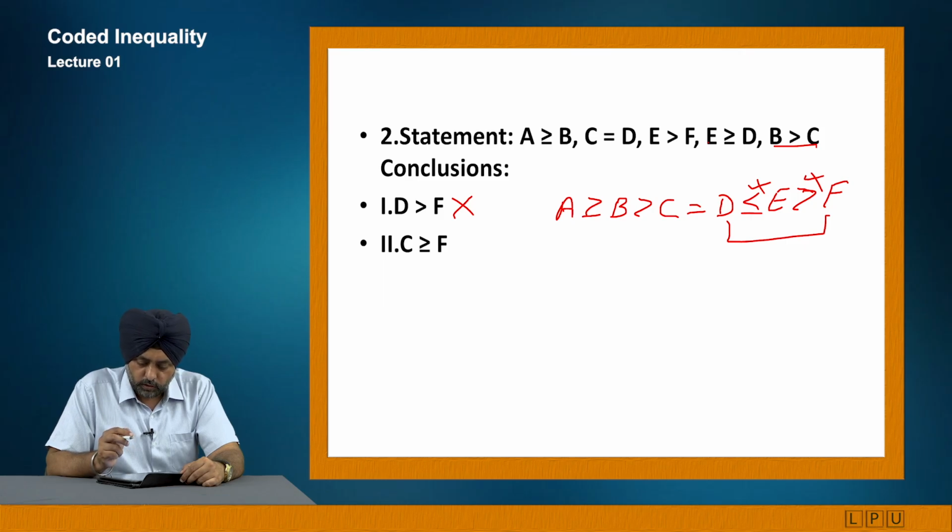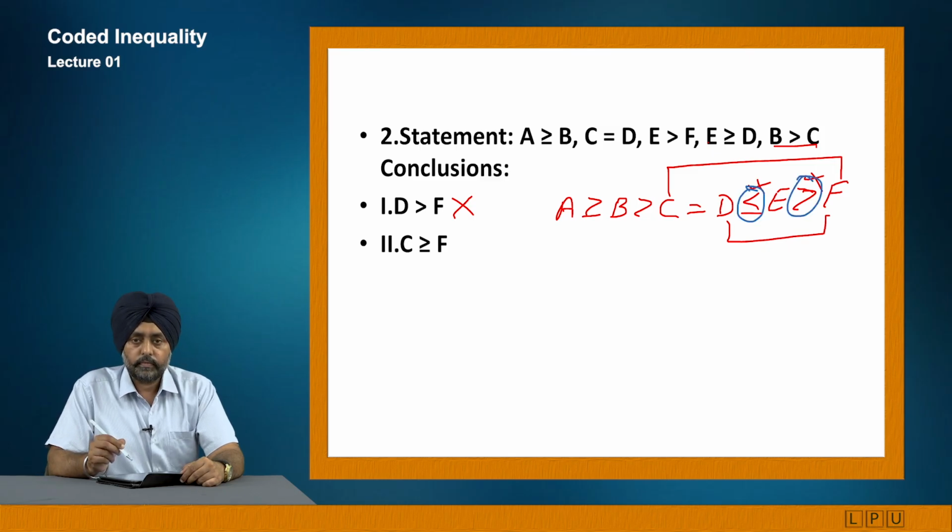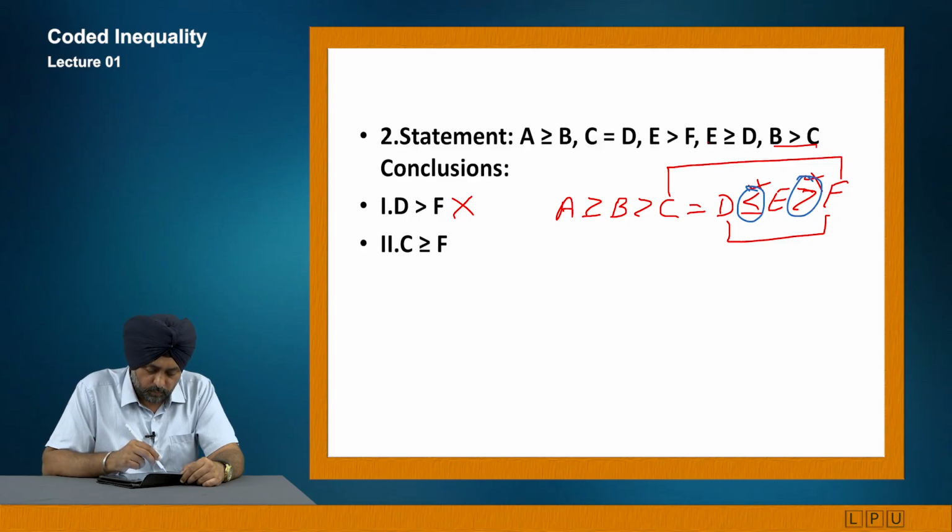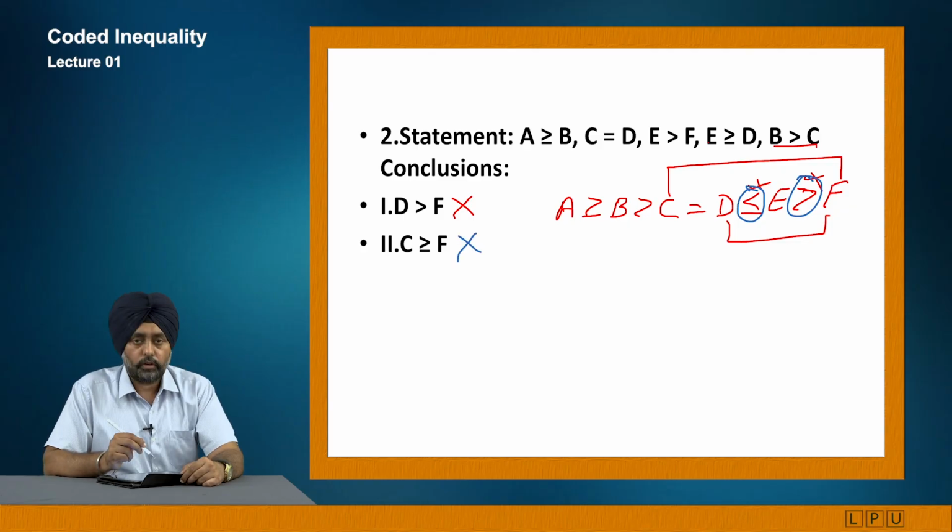Second, C is greater than or equal to F. Again, between C and F, you can very well see that the signs have reversed once. So no relationship between C and F can be established. So this is also wrong. So our answer will be 4, that neither of the conclusions will follow.